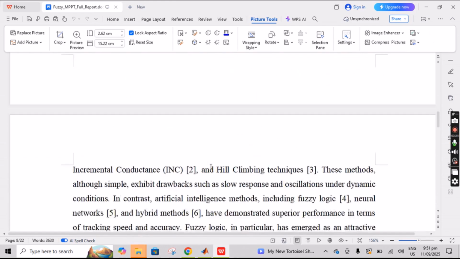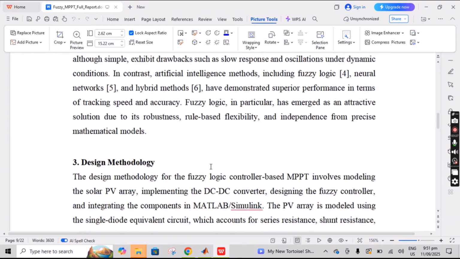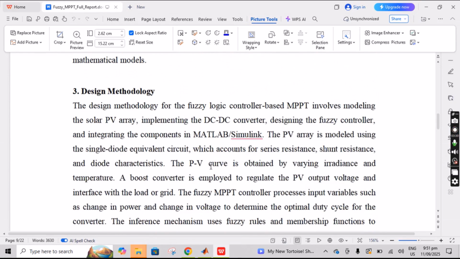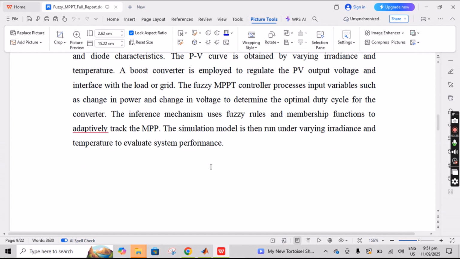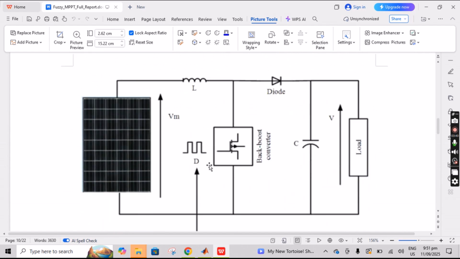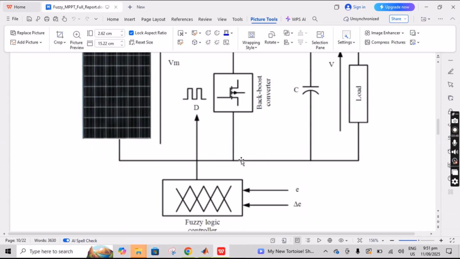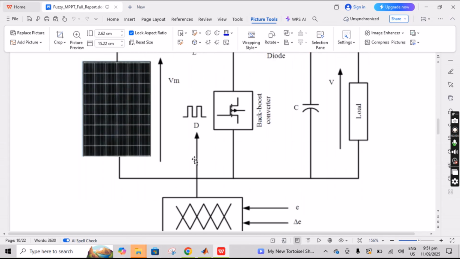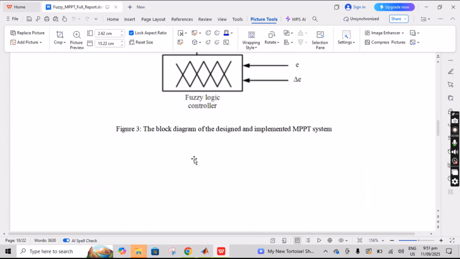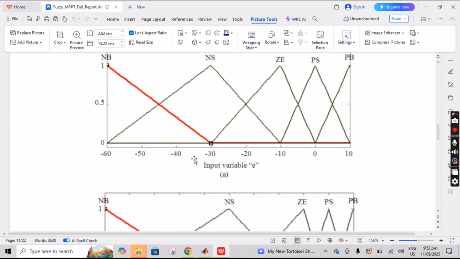Related work is also added, covering the previous work that was done and the new methodology we implemented. This is the design methodology, showing how the PV curve is obtained by varying the irradiance and temperature values. The boost converter is used to boost the voltage level from low to high. This is the block diagram of the designed and implemented PV system. These are the different fuzzy logic input levels.